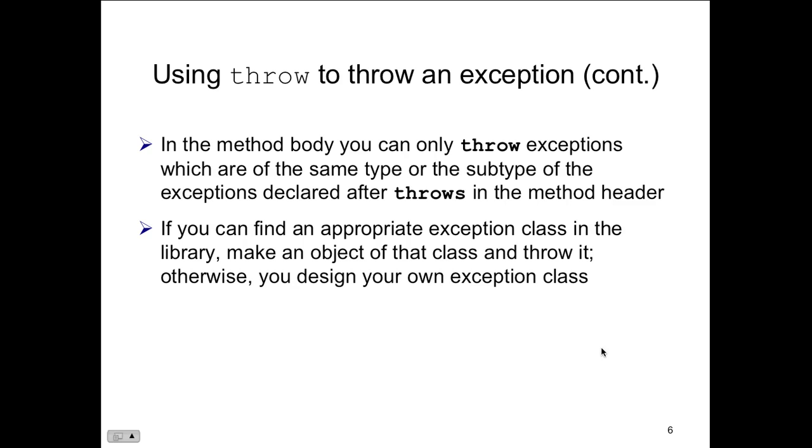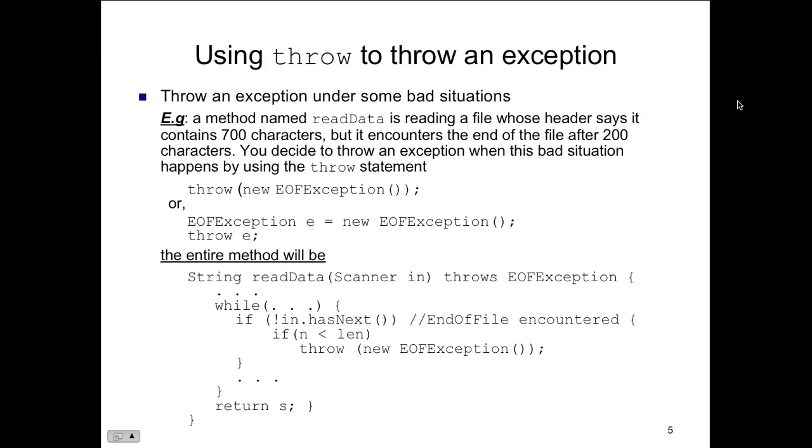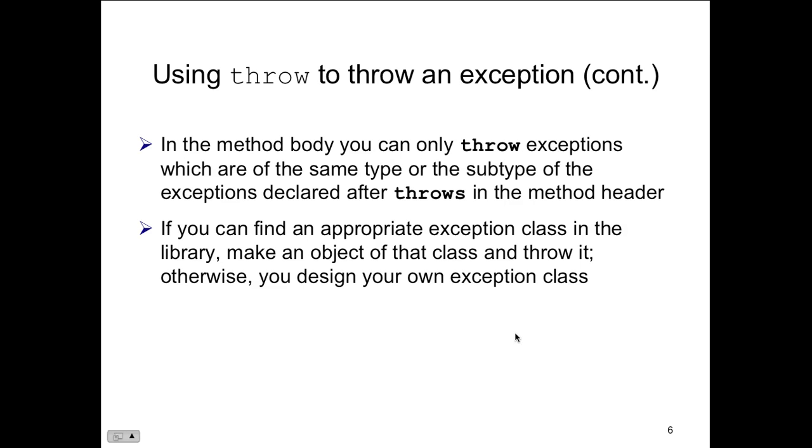In the method body, you can only throw exceptions which are the same type or a subtype of the exceptions declared after the throws in the method header. Meaning EOFException, this type or any subtype of this type can be thrown inside. So we have to basically tell the method that we're going to throw this category, and then we can catch the subcategories or the subtypes. Think of inheritance. You get the concept of that.